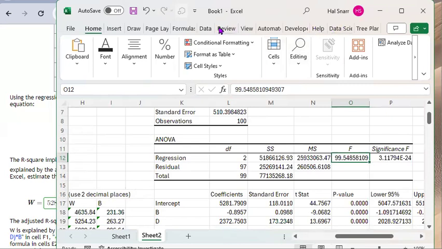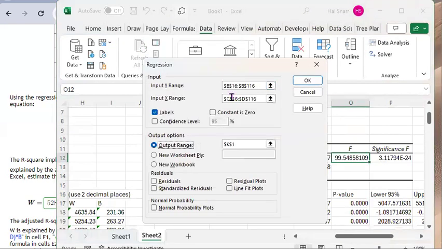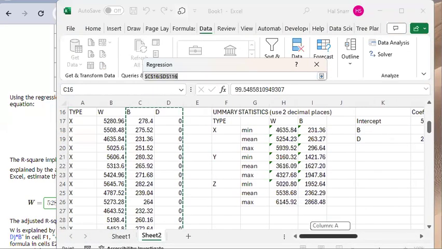Let me re-estimate the model with just the benefit level, and I'll show you the difference. So let's go back here, and I'll click on the X range again. In the simple regression, we only needed B.